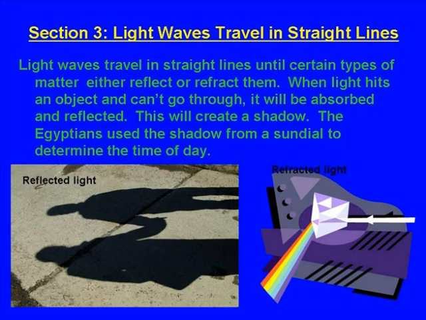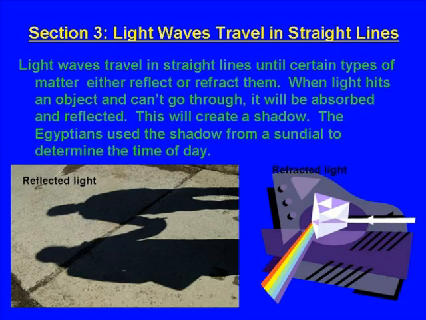The Egyptians used the idea of a shadow to tell the time of day. They used the shadow from a sundial to determine the time of day it was because they didn't have clocks.